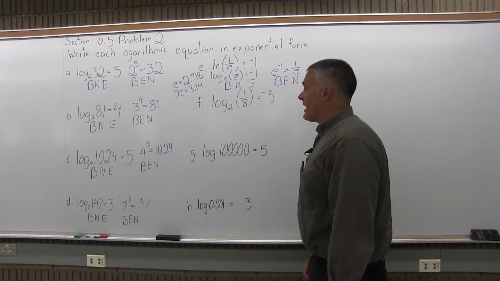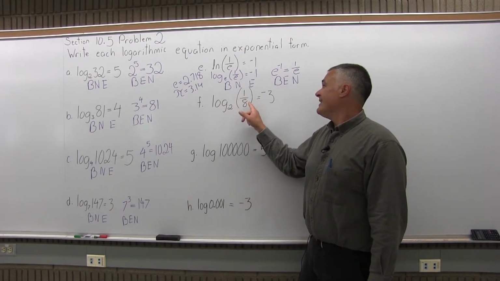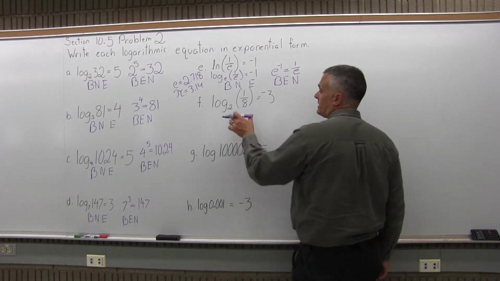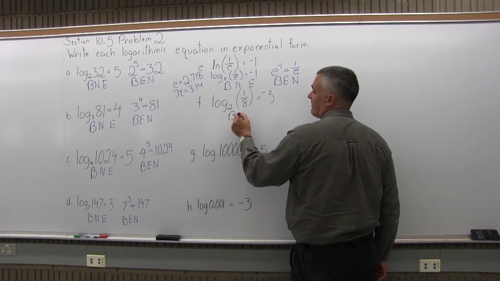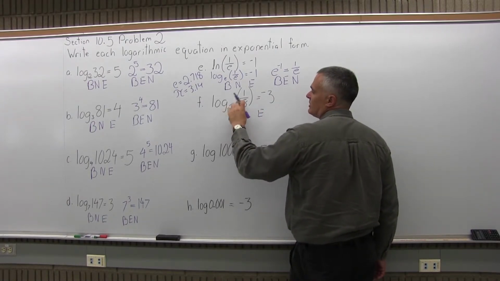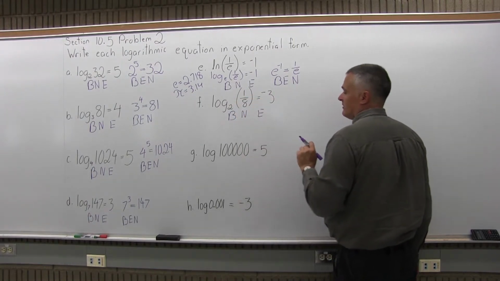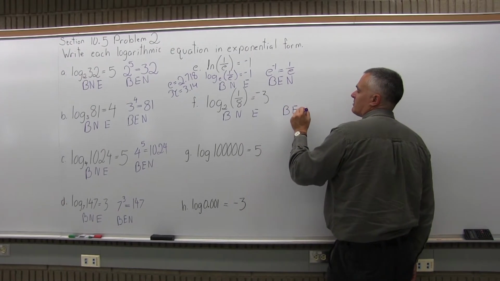And next, part F, it says write log base 2 of 1/8 equals -3 in its exponential form. So beneath log base 2 of 1/8 equals -3, again, I will write Benny for base number exponent, BNE. The base is 2, the number is 1/8, and the exponent is -3. Don't lose track of the negative. So next to that, I will write Ben, B-E-N for base exponent number.